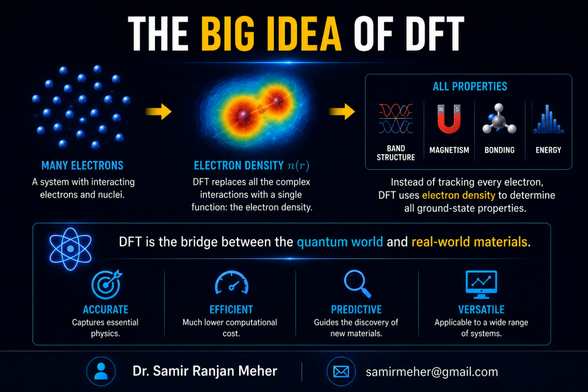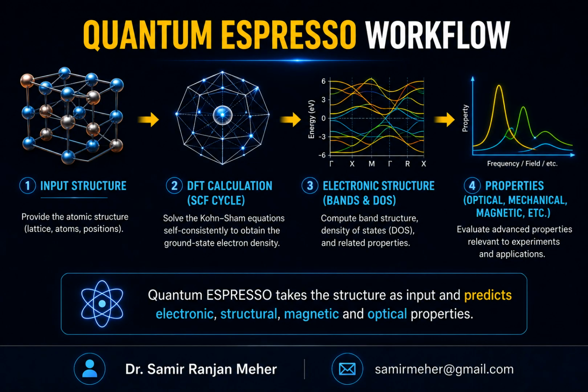How is DFT used in practice? Software packages such as Quantum ESPRESSO implement DFT calculations. The workflow begins with the atomic structure of a material. The software then solves the Kohn-Sham equation self-consistently to obtain the ground state electron density. Using this information, electronic properties such as band structures and density of states can be calculated. Finally, advanced properties including optical, magnetic, mechanical, and vibrational characteristics can be predicted. In this way, Quantum ESPRESSO allows researchers to explore materials entirely through computation.